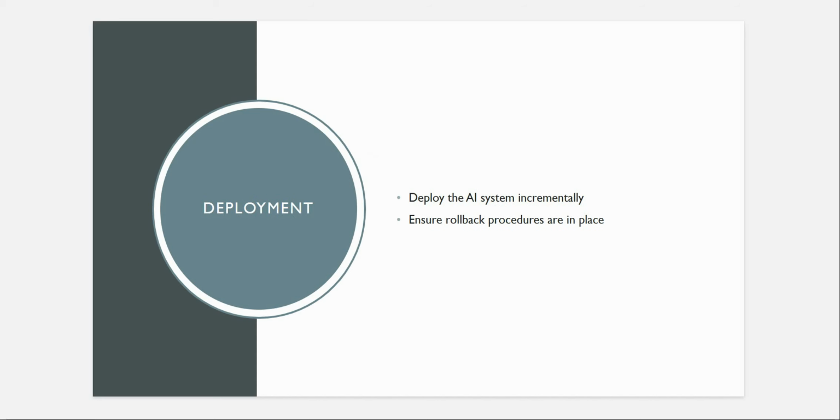We do need to think about the deployment. Whenever you are doing the deployment, make sure that you are doing it in an incremental fashion to reduce the risk, and ensure that there is always room for rollback. There may be a possibility that your previous version was much better than the one you have just deployed. So ensure that rollback procedures are in place in case any such issues happen.